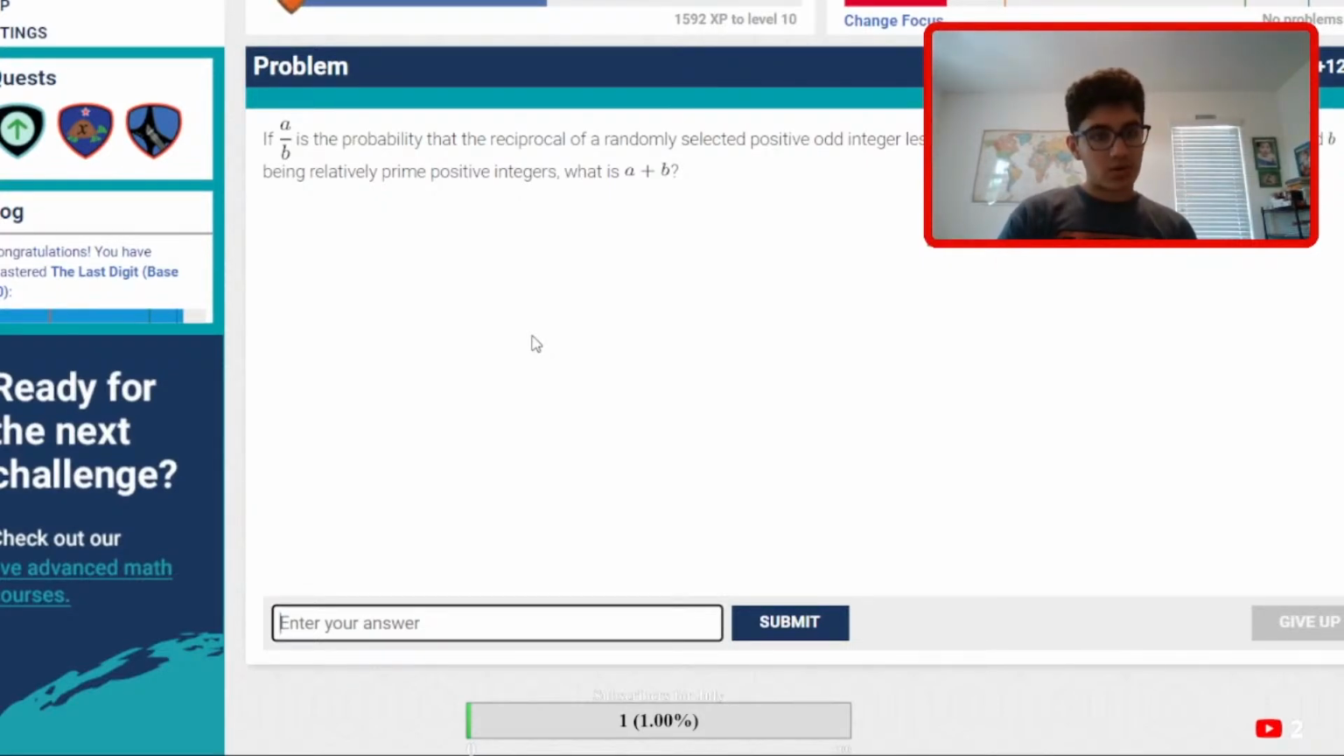If A over B is the probability that the reciprocal of a randomly selected positive odd integer less than 2010 gives a terminating decimal, with A and B being relatively prime positive integers, what is A plus B? Has to be an odd integer. What odd integers work? It's just 5, right? 15 doesn't work. 25 works. Wait a second.